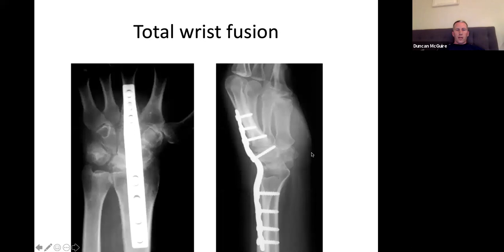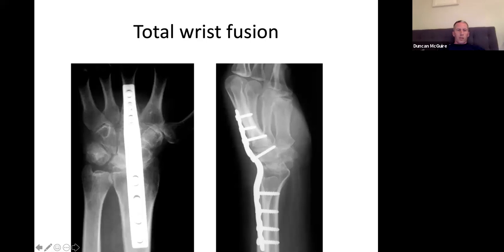So this is the plate. Basically, it spans the whole carpus, fixes onto the 3rd metacarpal. Some of the newer plates now allow options to the 2nd metacarpal. You have to decorticate the whole of the carpus, midcarpal, and the radiocarpal joint.